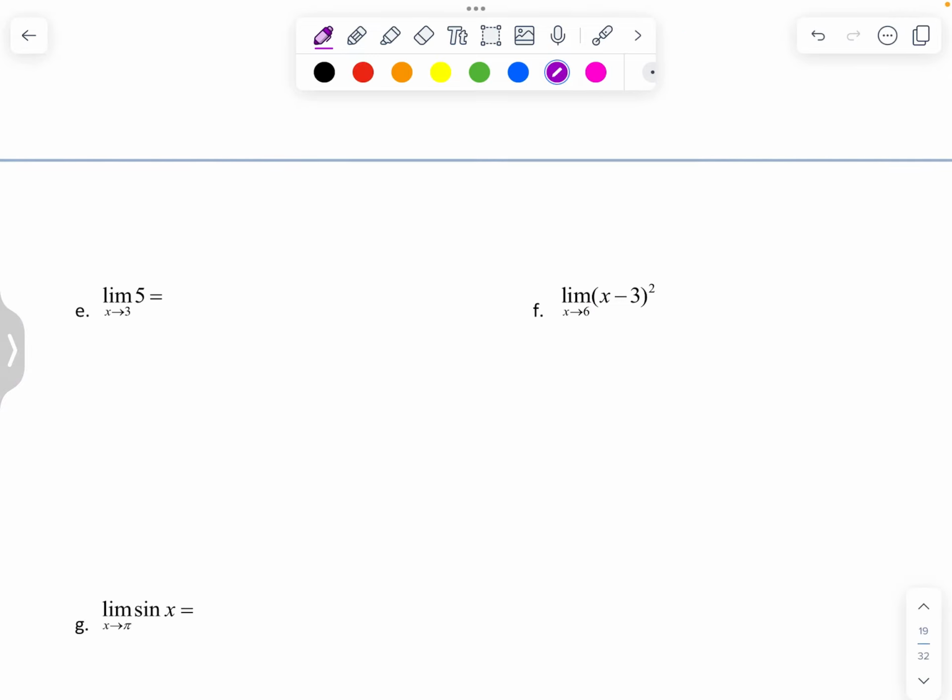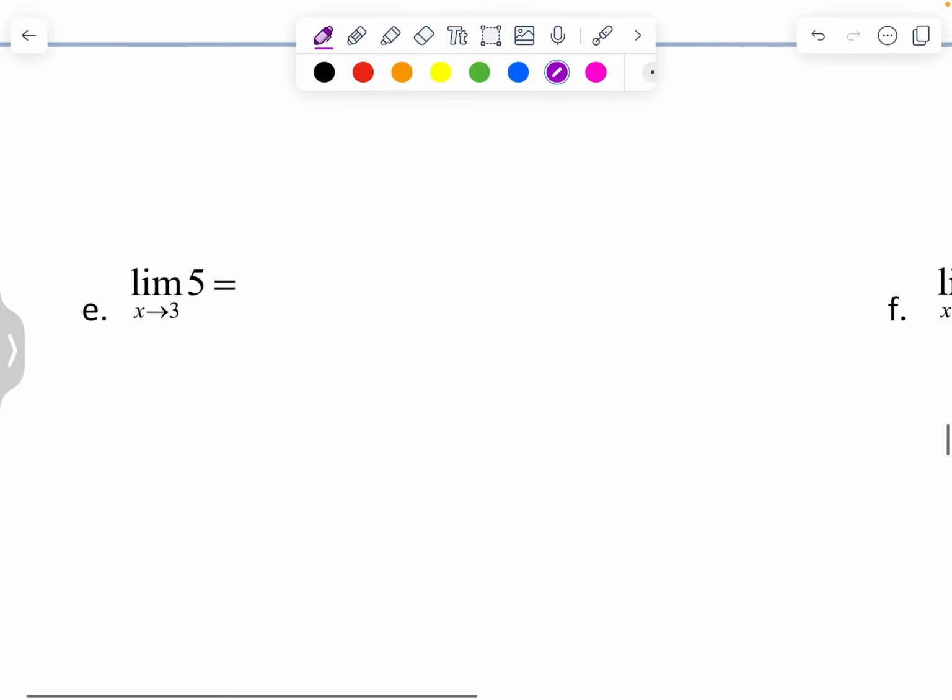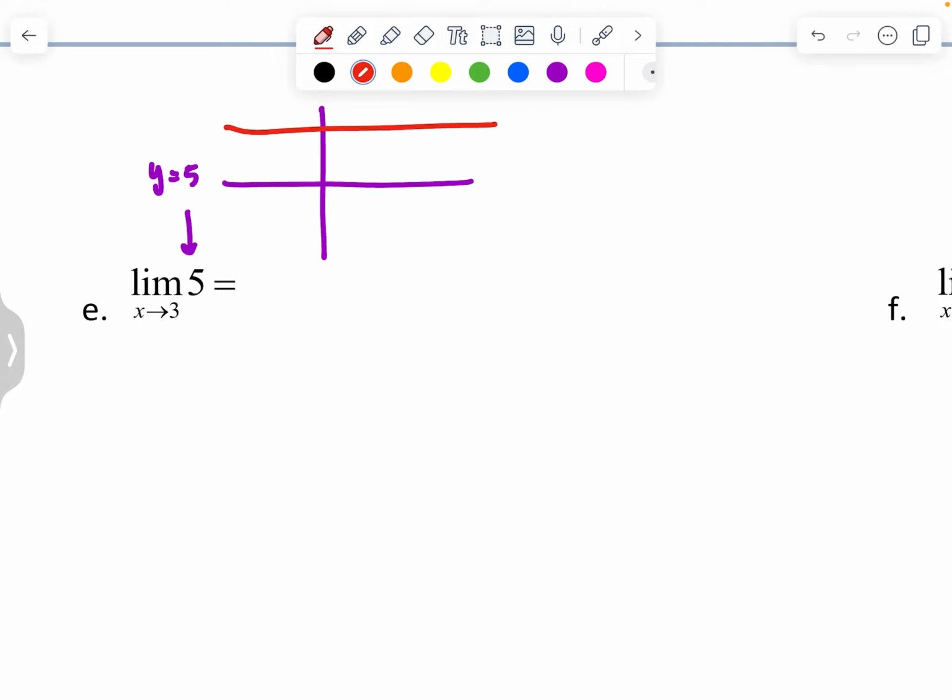This one's an interesting one. Now, any time that you want to just practice one on your own, you absolutely could. For instance, I would probably do it for F. But for E, let's take a closer look. There's no x here. So what do we do? Well, if you really think about this, this function is just y is equal to 5. And if I graph this, if I put 5 here, it'll be a horizontal line.